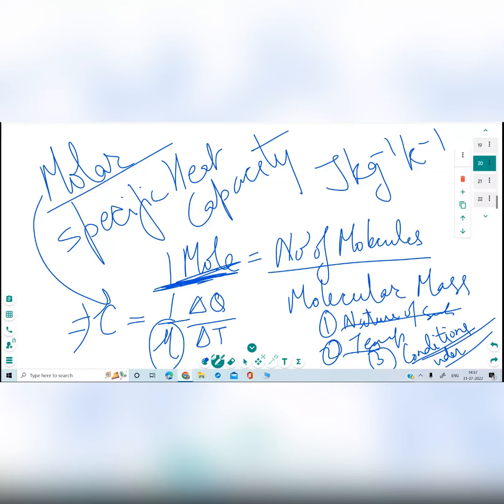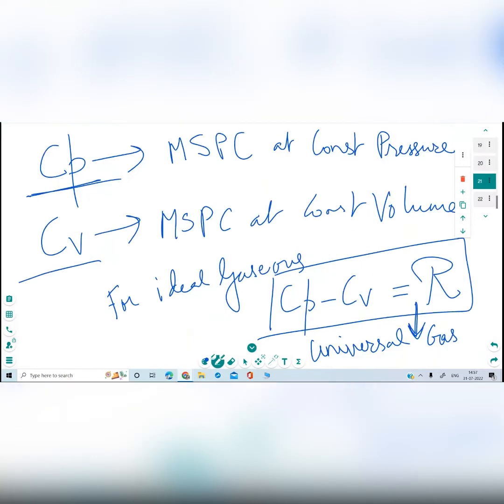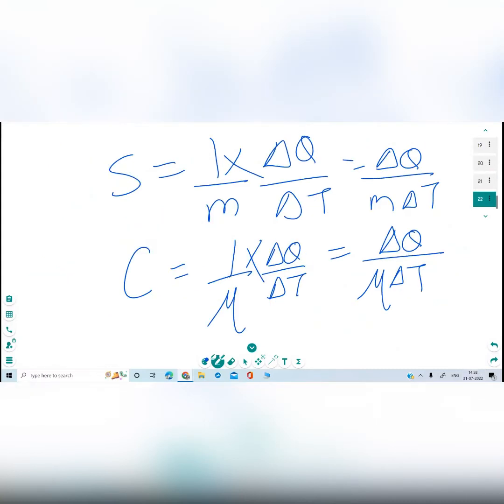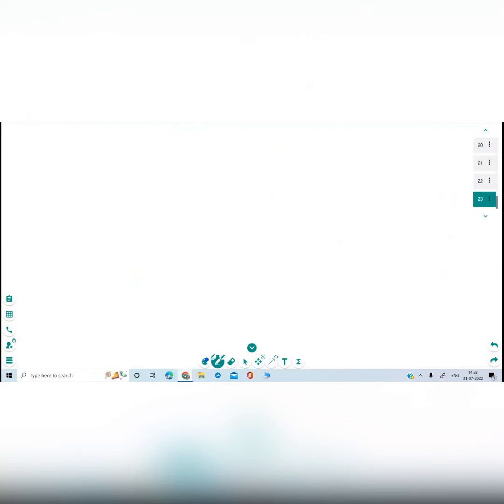So what are those conditions? Those conditions are constant pressure and constant volume. And since we have C representation, we represent constant pressure as Cp and constant volume as Cv. For ideal gases, when you subtract these two, you get R, and R is known as the universal gas constant. It has some value, which is a homework for you, which you will do and confirm.